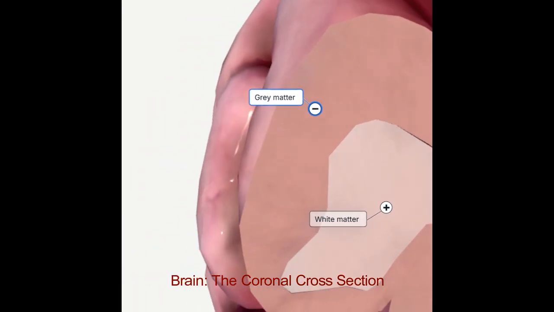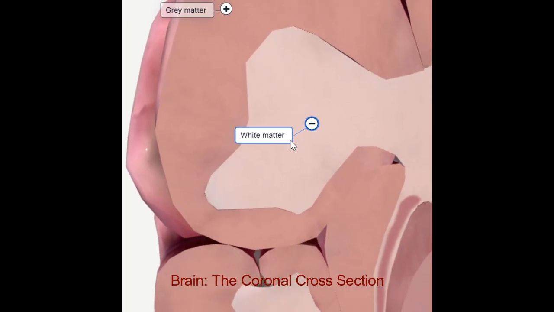Let's look at the gray matter. This is our gray matter, and as we discussed in our previous video, it is the outer portion of the cortex. You can see we have it here like the mountain, and the outer part of it is called the gray matter. Then the inner part of it is called your white matter.